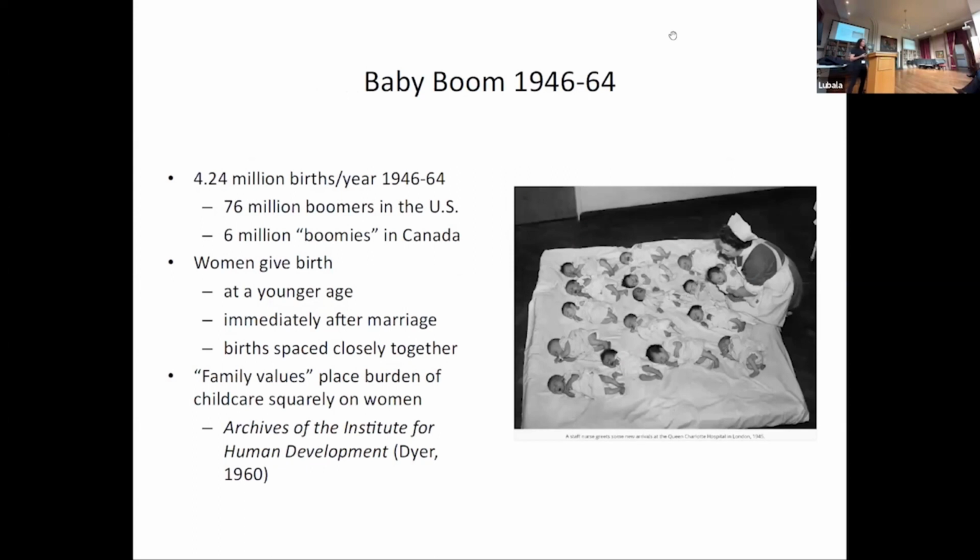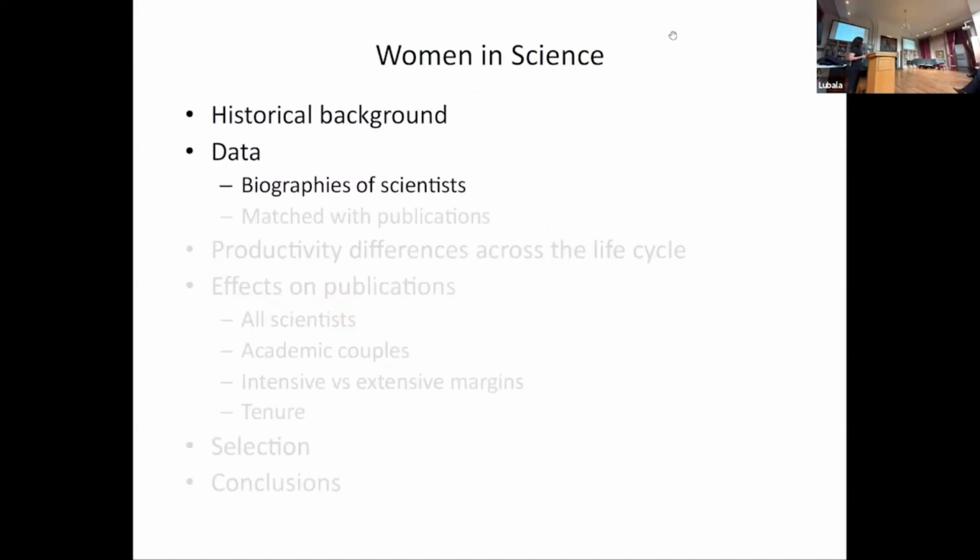Okay, this is the baby boom. It was mostly an American phenomenon, and Europeans did not have quite as many kids, but there are lots of kids, basically. And now I'll tell you a little bit more about the data.